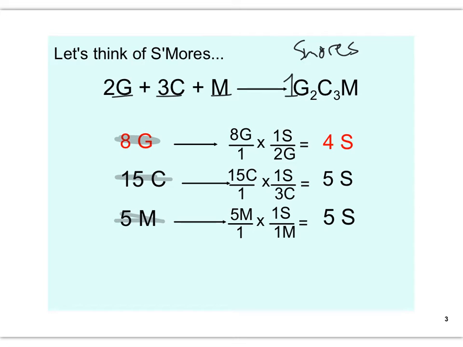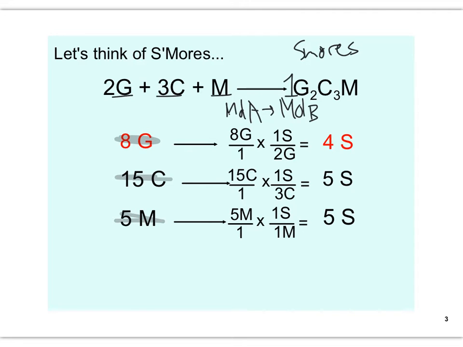This is the exact same thing when you look at that sheet of paper. This is the same as going from moles of A and converting to moles of B. It's the exact same step. So we're just going to convert from graham crackers to s'mores, and we see, all right, I'd be able to make 4 s'mores. With our 15 pieces of chocolate, well, for every 1 s'more I produce, I need 3 pieces of chocolate, so I could produce 5 s'mores.